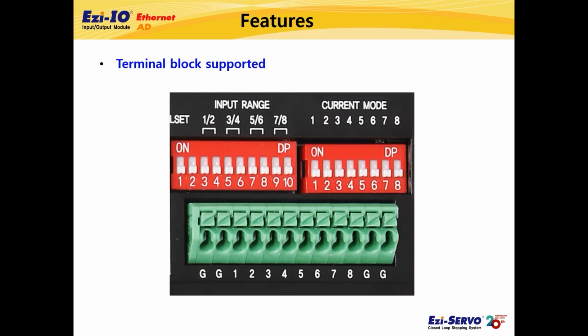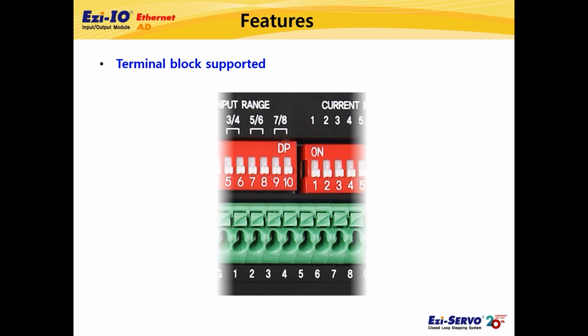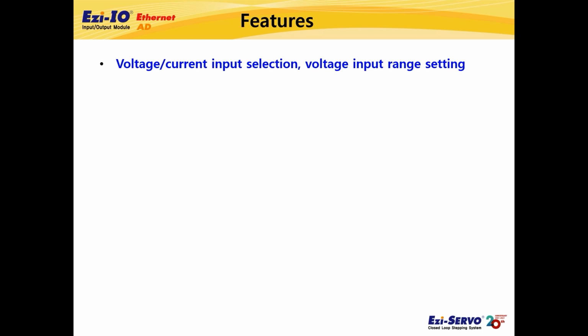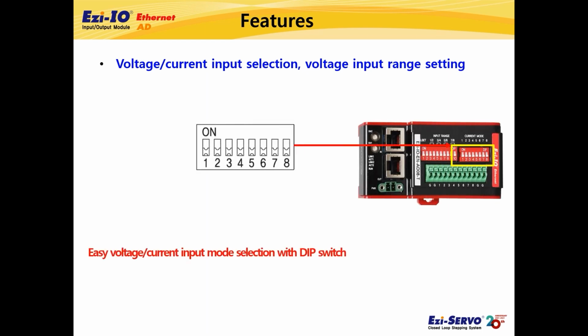First, as explained before, Ezi-IO Ethernet AD provides terminal block type products. The ferrule terminals enable easy wiring, and analog peripheral devices such as various sensors can be easily connected with one touch. Ezi-IO Ethernet AD supports voltage or current input mode. The input mode can be easily selected through the dip switch. When the switch is off, it is a voltage input, and when it is on, it operates as a current input.